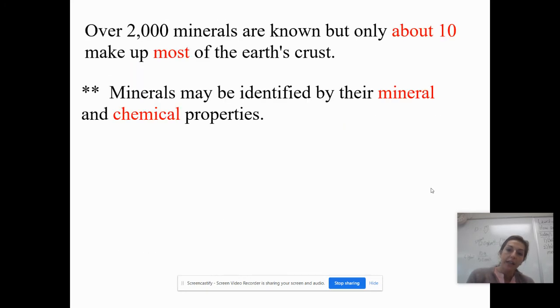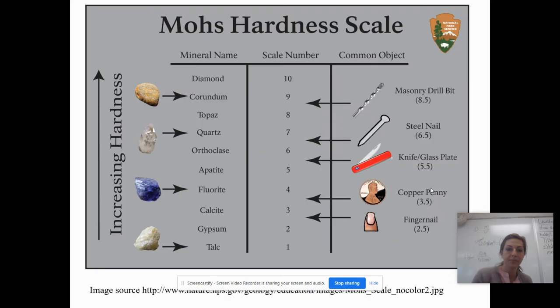I'm going to skip this slide. There are 2,000 minerals, but only about 10 of them make up most of what's inside the Earth's crust. Minerals are identified by both their physical and chemical properties. Physical properties are things that we can visibly see, and chemical properties, we may have to put a chemical on the mineral to see if it reacts to that chemical. We're looking for a chemical reaction.